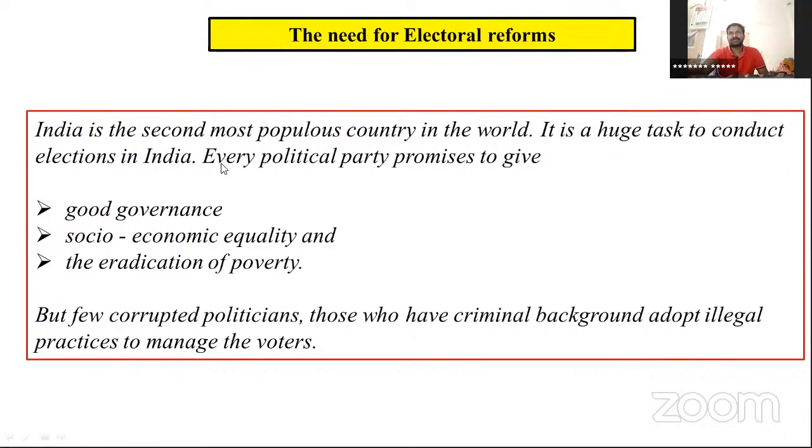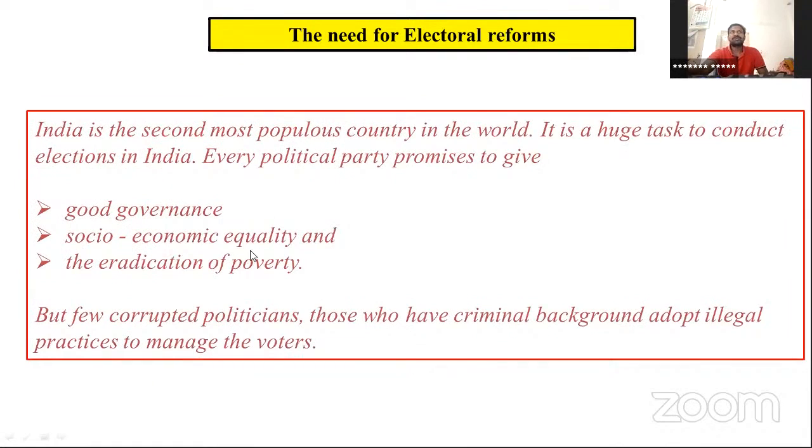One by one: good governance in their party, socio-economic equality, and the eradication of poverty. These are their promises. The political parties promise good governance and the establishment of equality, and they want to eradicate poverty. Poverty, how can they eradicate after they form the government?